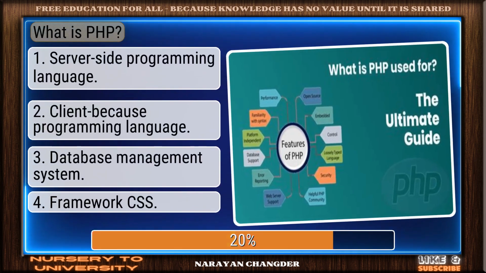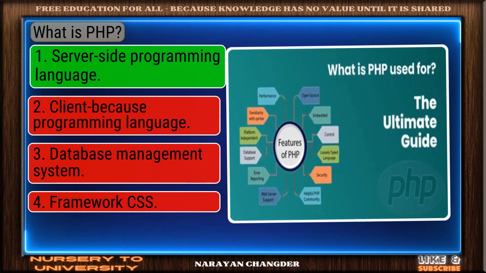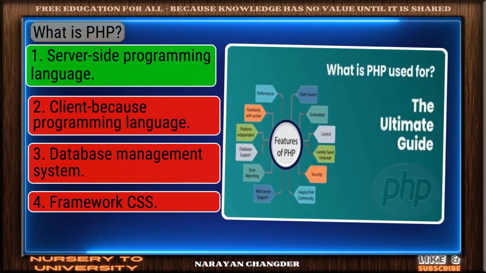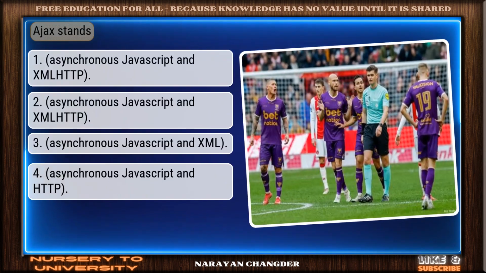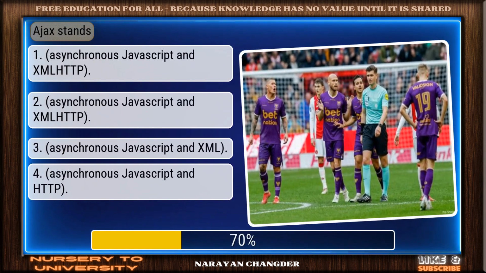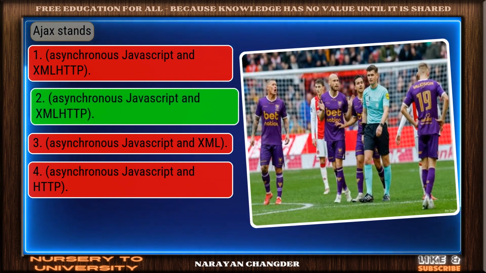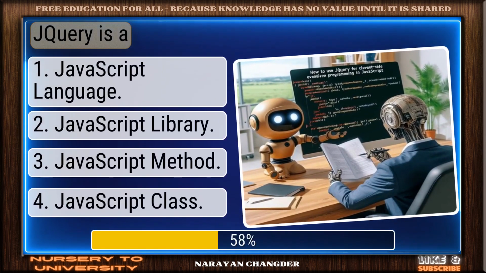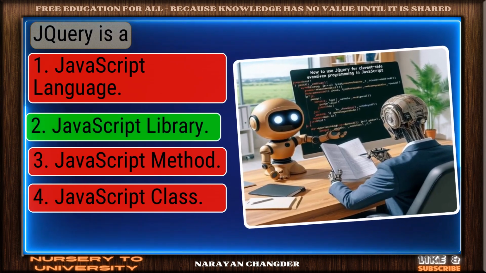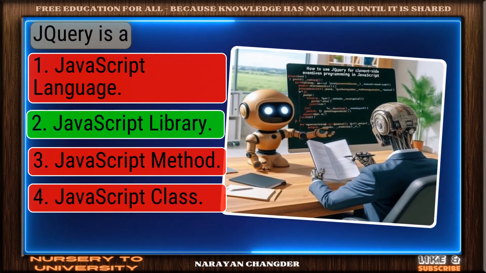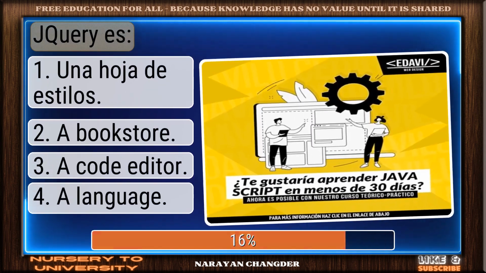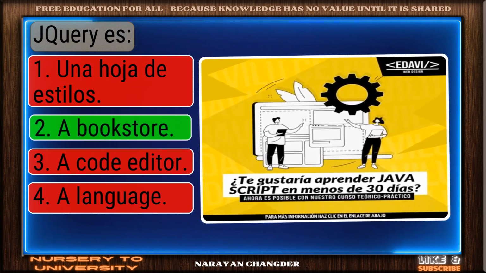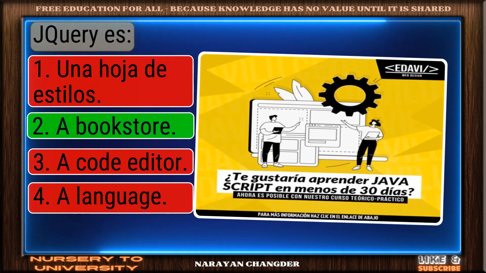What is PHP? Perfect. Server-side programming language is the correct choice. Ajax stands. You got it. Your choice is right. jQuery is a. Nice work. You chose JavaScript library and it is correct. jQuery. Nicely done. A bookstore is a solid answer.